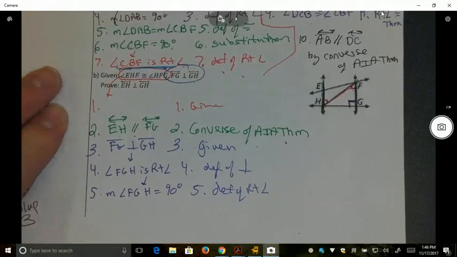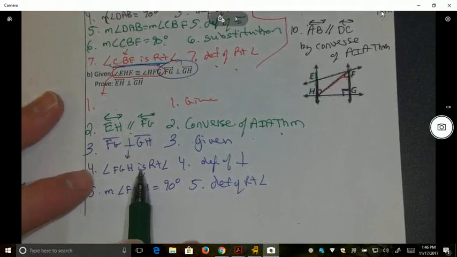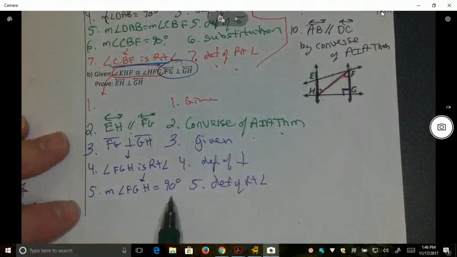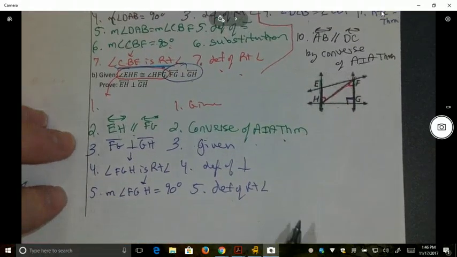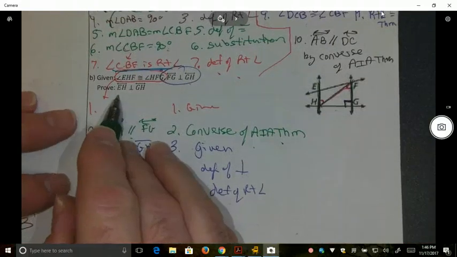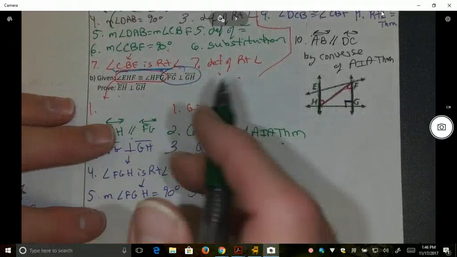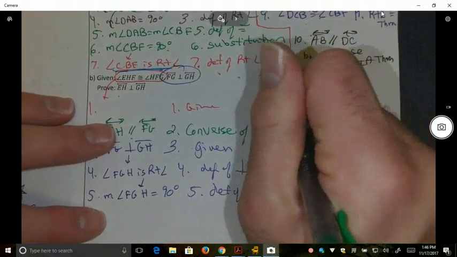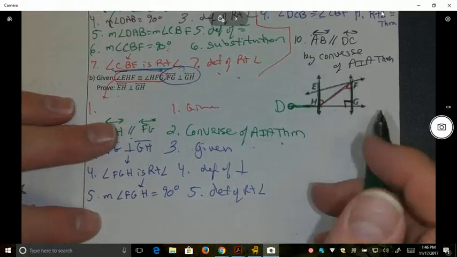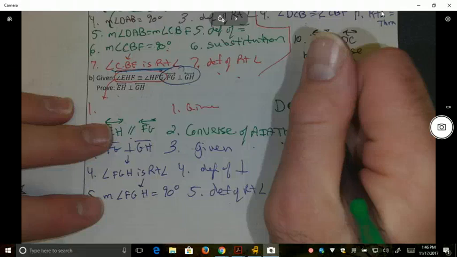So this is just following some of the statements and reasons given in our flipper. If we're told perpendicular, we can conclude right angles, definition of perpendicular. If we're told right angles, we can conclude 90 degrees by definition of right angle. So I now know that this is 90 degrees, and I'm trying to prove EH and GH are perpendicular. So I'm going to make a letter over here. Let's call that letter D, because here's G, and that's 90 degrees.